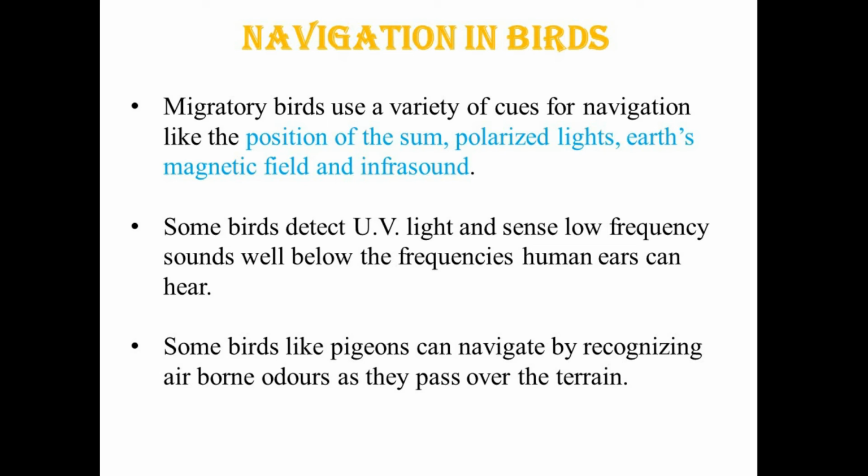The second navigation form is location-based navigation, which is based on establishing the direction of the destination from information available at the site of origin. It involves the use of sun compass, celestial cues and the earth's magnetic field. Bird lenses are transparent to UV light and their photoreceptors respond to it, allowing them to orient using the sun even on cloudy days.